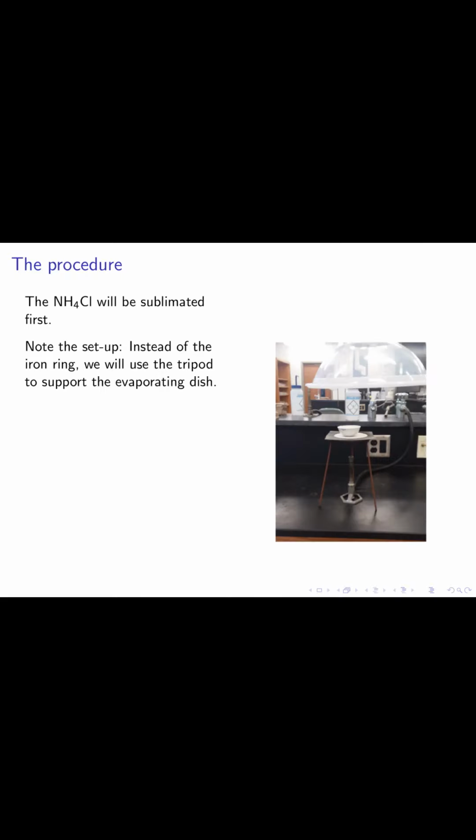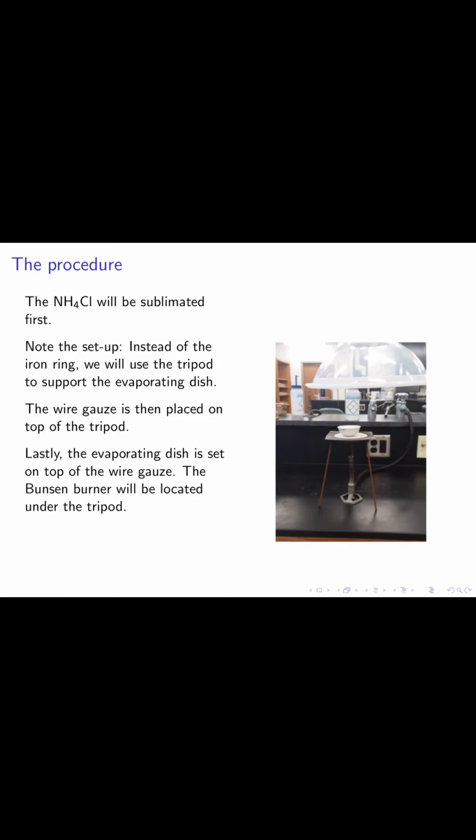The ammonium chloride will be sublimated first. Please note the setup as it is slightly different than in the lab write-up. Instead of the iron ring, we will use the tripod to support the evaporating dish. The wire gauze is then placed on top of the tripod. And lastly, the evaporating dish is set on top of the wire gauze. Note that the Bunsen burner will be located under the tripod to heat the evaporating dish.